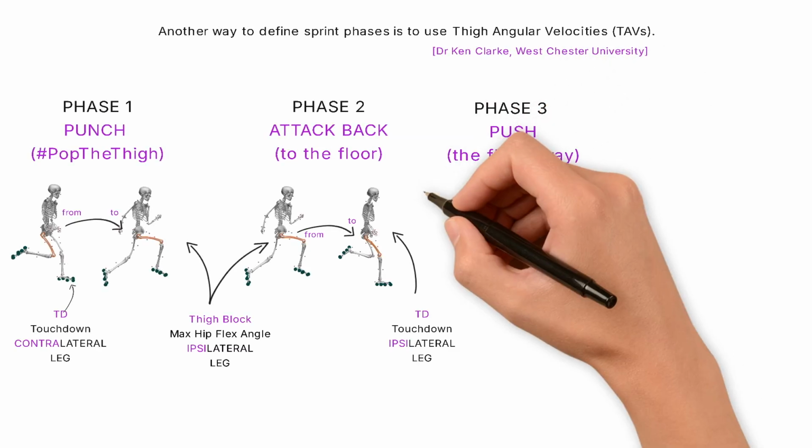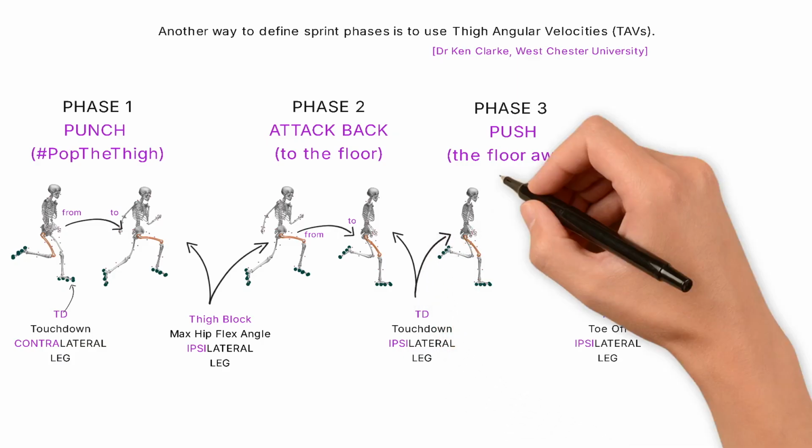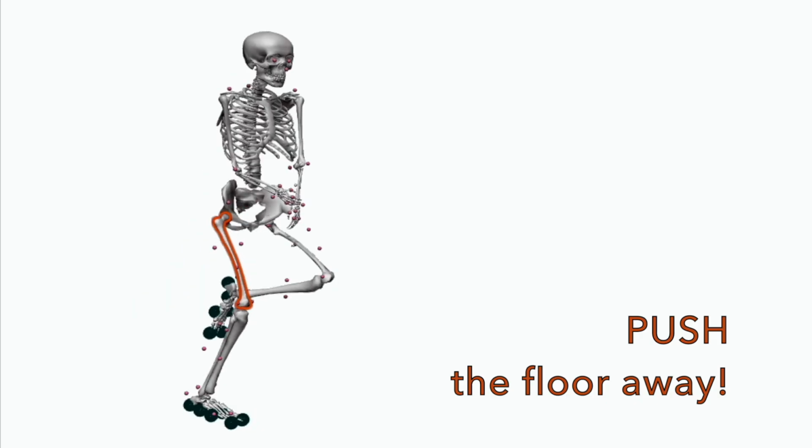The next phase is the push phase, which is from touchdown to toe off of the same leg. This phase is about how quickly force and power are generated and transferred into the ground. The quicker the thigh moves, the higher the acceleration is. Think about pushing the floor away.